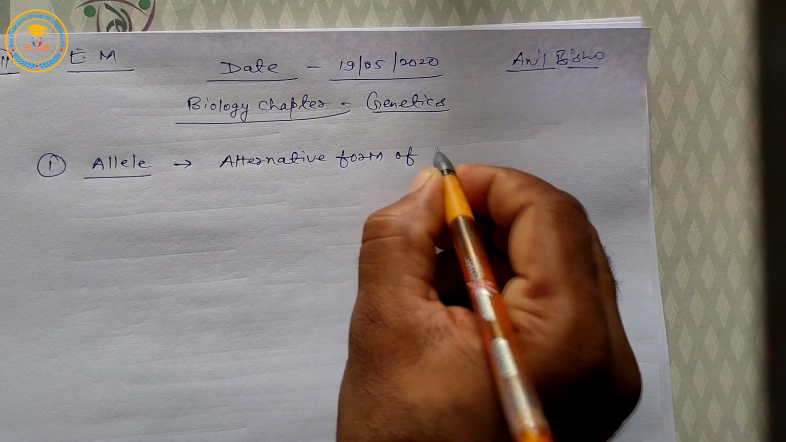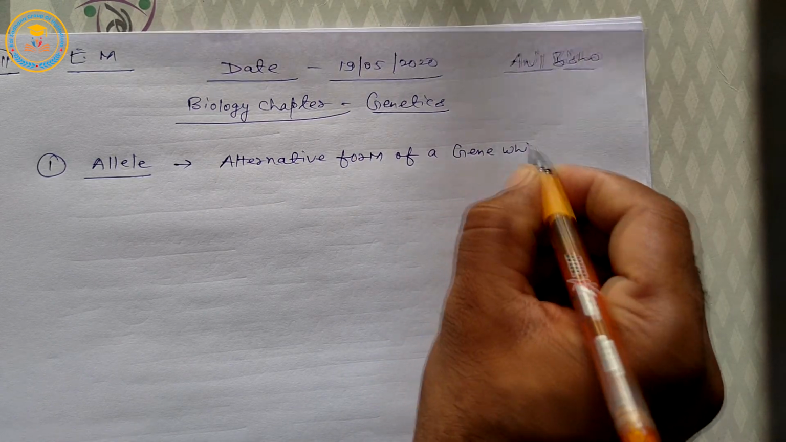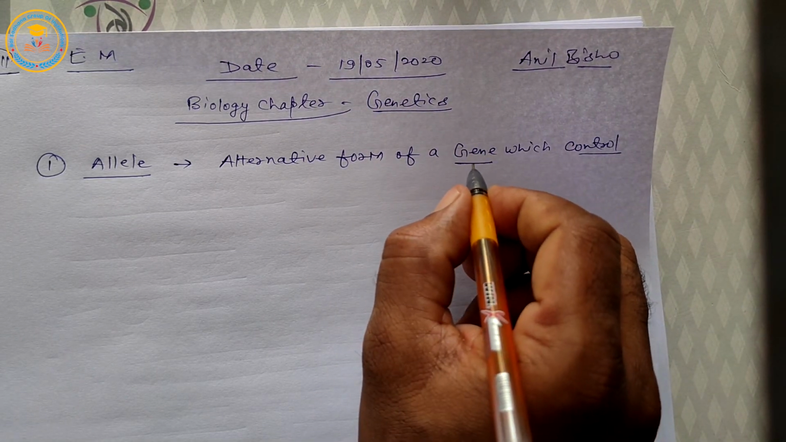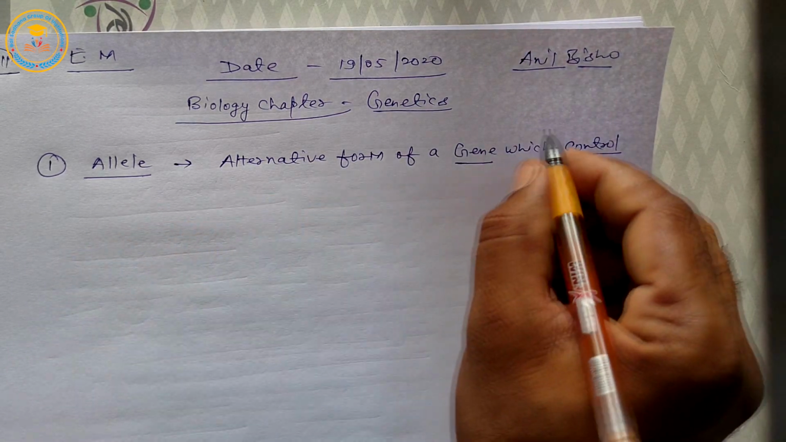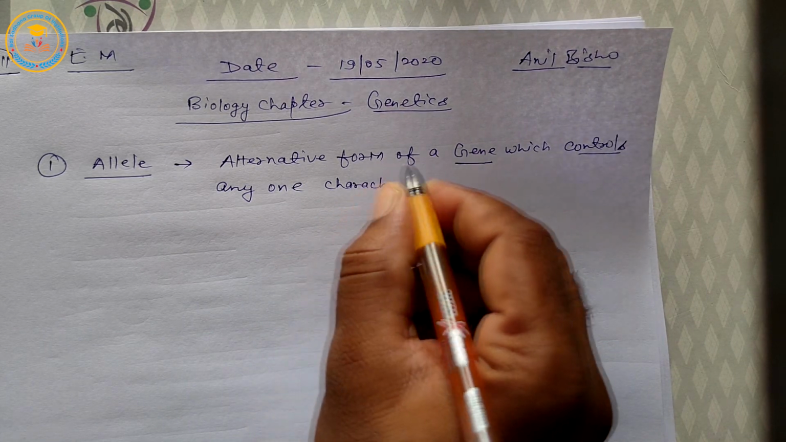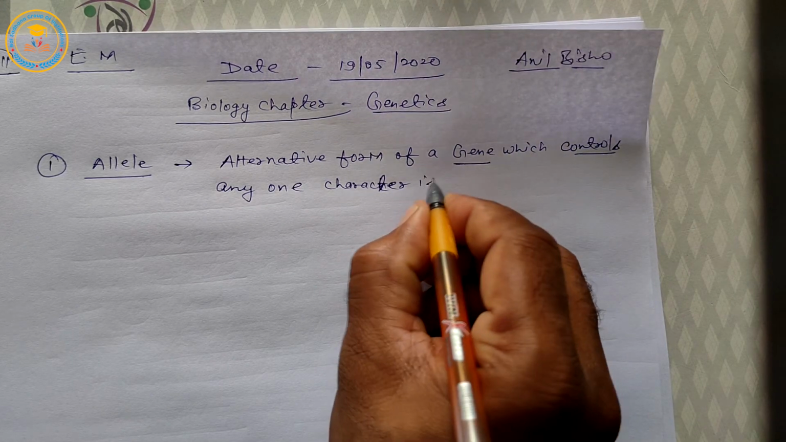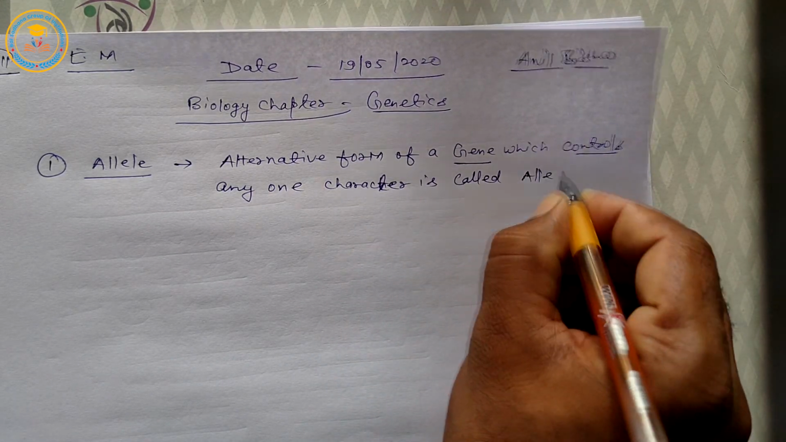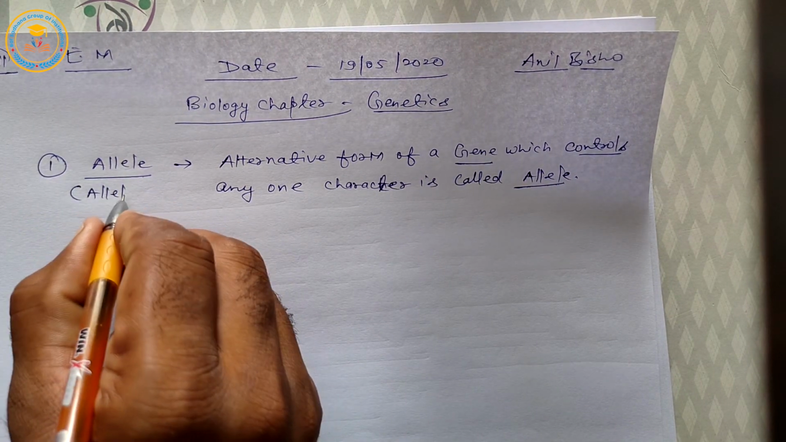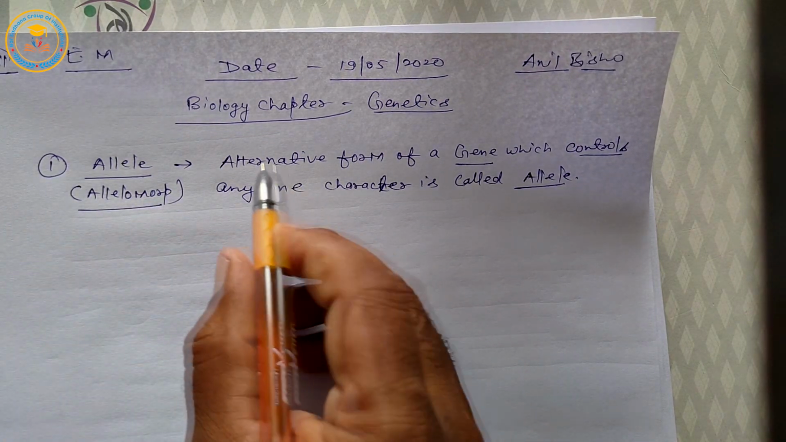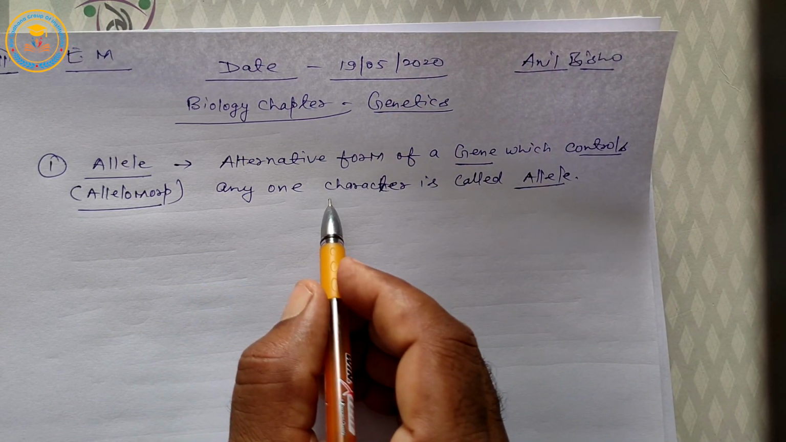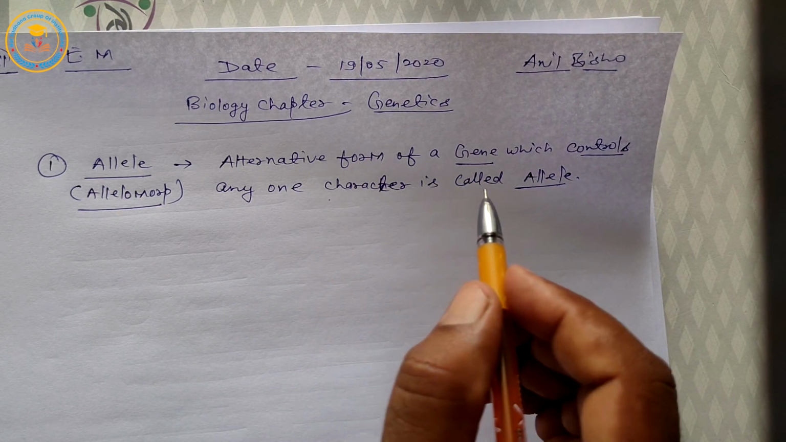Students, allele means alternative form of a gene. A gene means a specific DNA segment which controls any one character. It is called allele, or allelomorph. Once again, alternative forms of a gene, a specific DNA segment which controls any one character or one trait, is called allele or allelomorph.